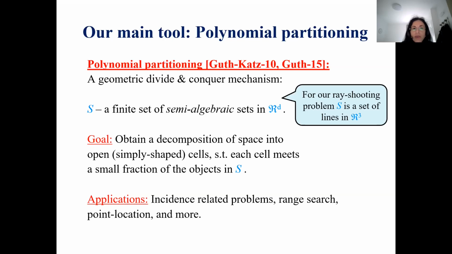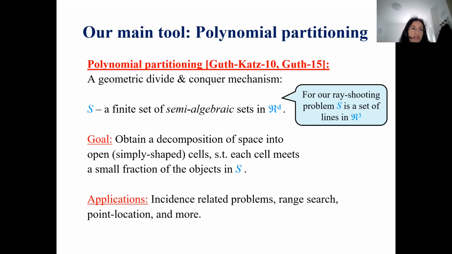So this is, so to speak, a geometric divide and conquer mechanism for any collection of algebraic sets in R^d. In our problem, the collection S of semi-algebraic sets are lines in three-space. As a matter of fact, they are the lines that contain the edges of the input triangles. The goal in such a mechanism is to obtain a decomposition of space into open simply shaped cells so that each of the cells meets only a small fraction of the objects in S. And therefore, this is indeed a divide and conquer. Every cell is a subproblem by its own.